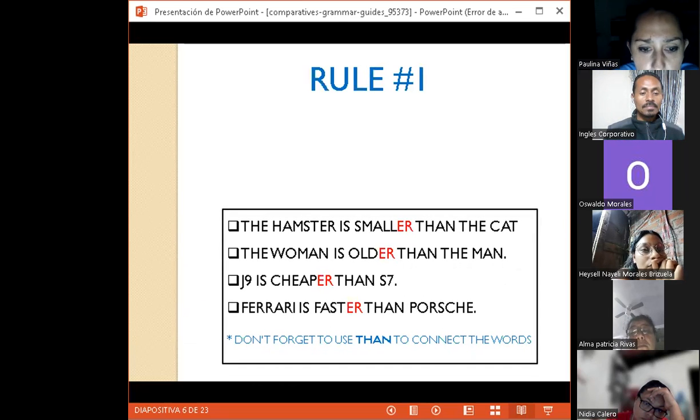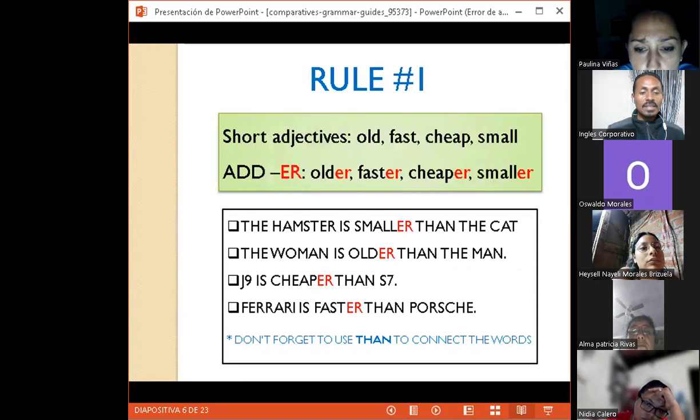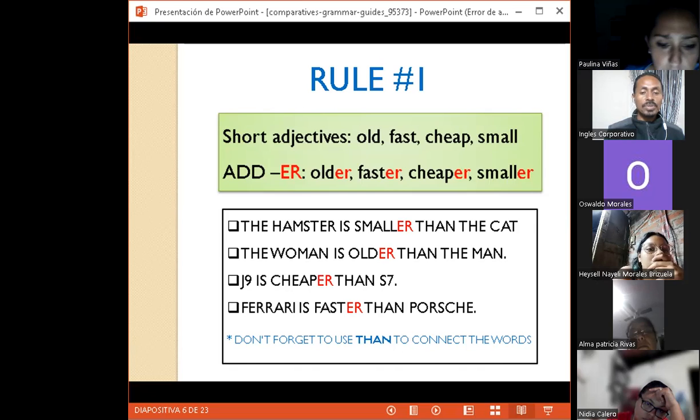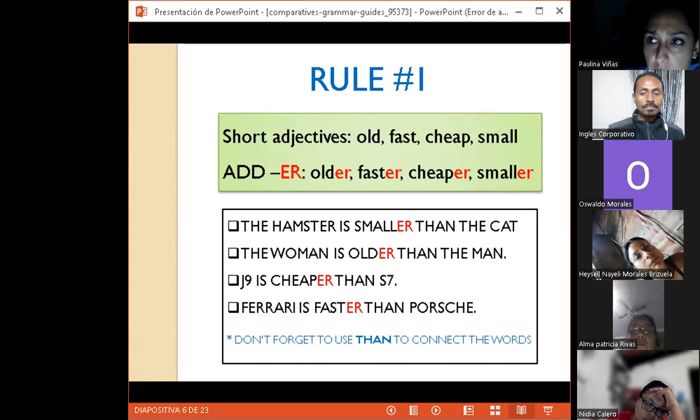Rule one. The hamster is smaller than the cat. Short adjectives, old, fast, cheap, small, add ER. Agrega ER. Older, faster, cheaper, smaller. Okay? The first rule.